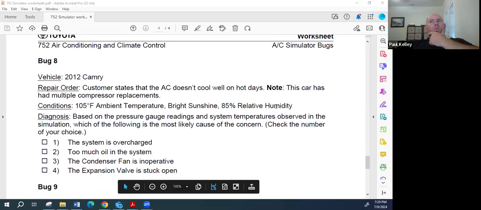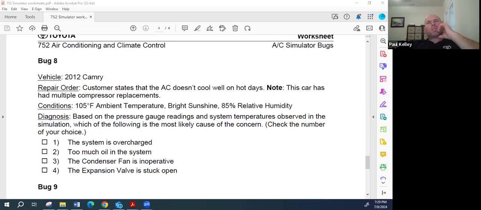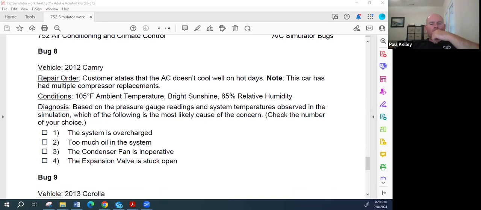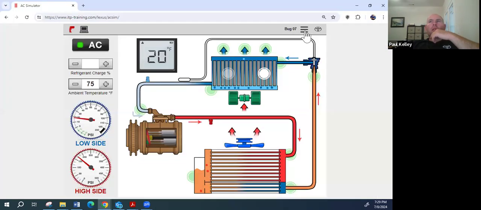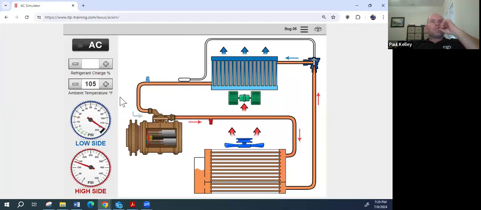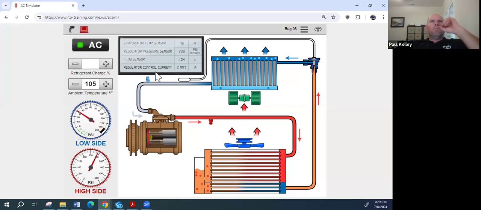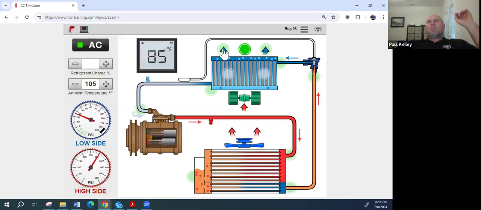2012 Camry AC doesn't cool well on hot days. And it's had multiple compressor replacements. Okay. Interesting. Oh, let's pull it in. Alrighty, well, we got ourselves a hot day at 105. AC on, temp gun, it's blowing 85. Now 85 is better than 105, but 85 sucks.